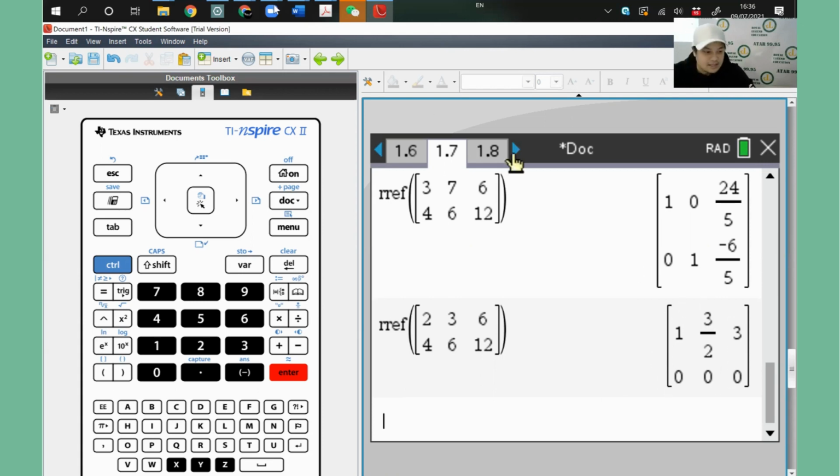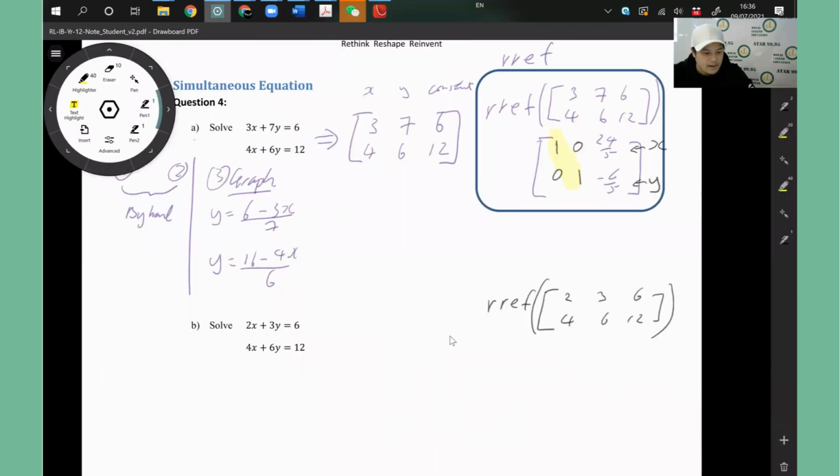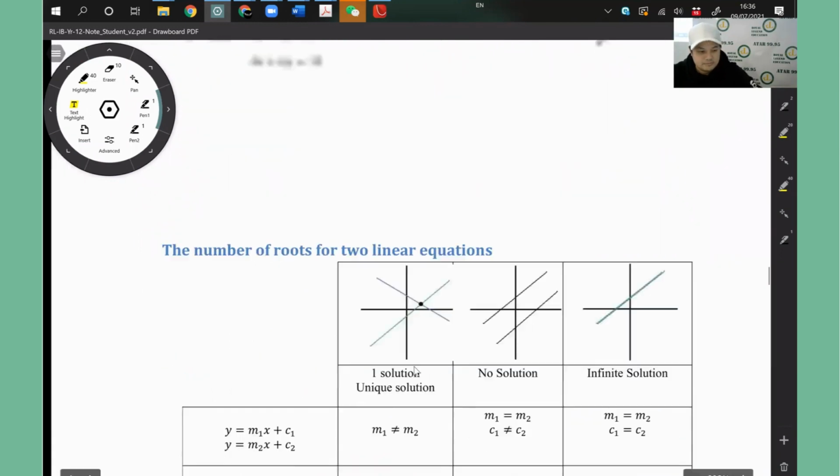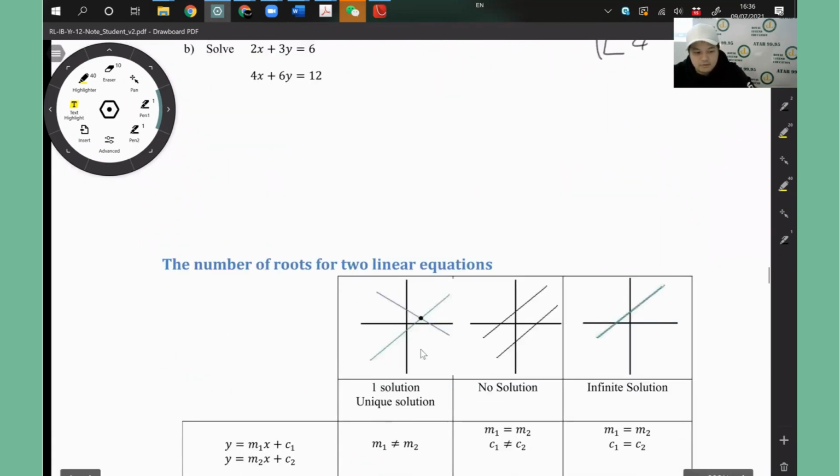So you need to understand this. Next time when you see an RREF and you see this, what does it mean? What is this again? This is two linear equations, right? Everyone understand these two lines? How many different ways to sketch two lines? 3. This one here, I'll explain to you.